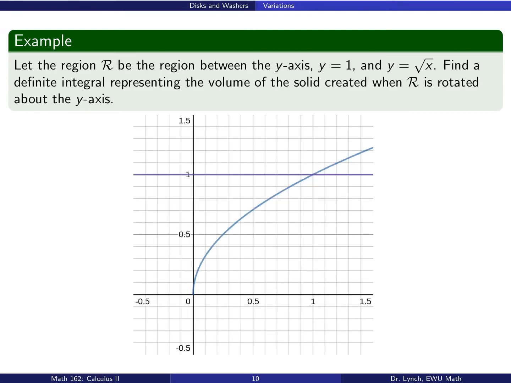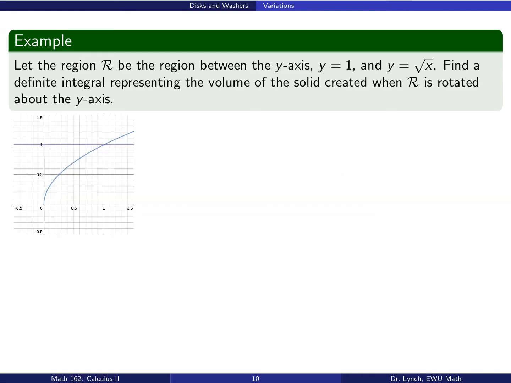We'll see that it's going to be handy to use a slice with thickness delta y or dy instead. So here's our slice with thickness dy. You can imagine that when you rotate this around the y-axis, you're going to obtain another disk, except this disk sits flat instead of sitting upright. So here's a sketch of the disk, and we'll go ahead and find the volume of that disk in terms, in this case, as we'll see, of y.